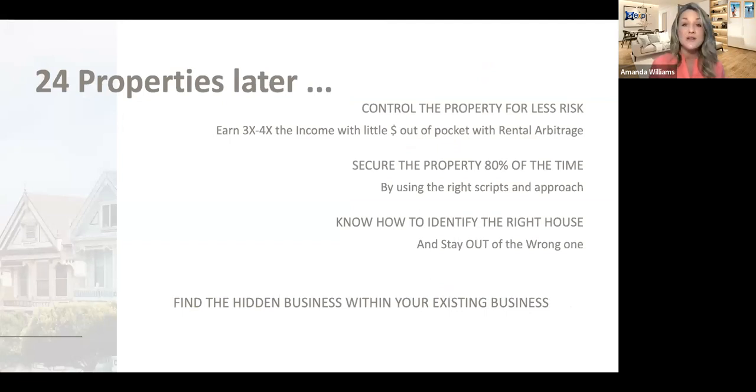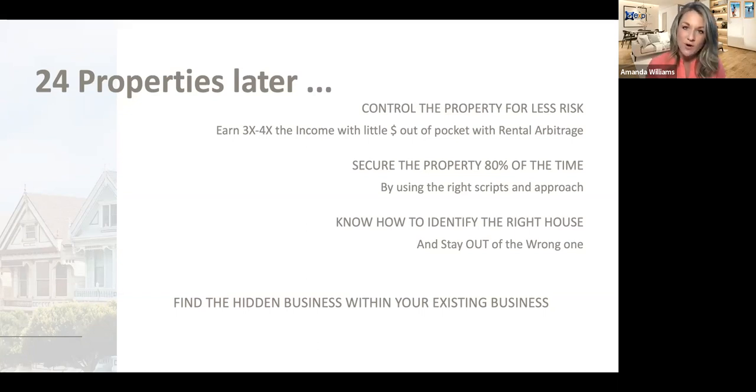We've been through 24 properties already, and these are just a few things that we've found to be more important. Number one is controlling the property. It's a lot less risky than actually going out and maybe turning your long-term rentals into Airbnbs, or even purchasing the property for Airbnbs. And so you're actually able to earn 3 to 4 times more income when you are doing rental arbitrage.